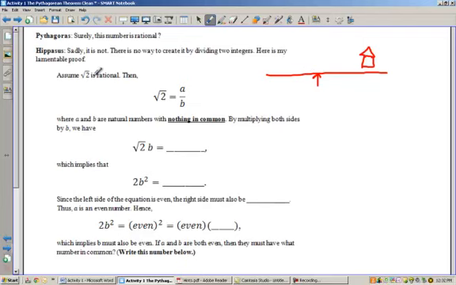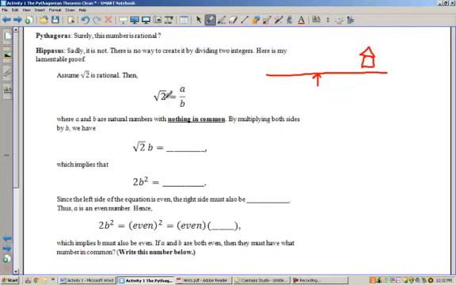So we're going to prove root 2 is irrational. We'll assume the opposite. We'll assume it's rational and see if we don't arrive at some contradiction. So we'll assume root 2 is rational, so we can express root 2 as a over b, where a and b are natural numbers, and they have nothing in common. If they have something in common, we can cancel them off. So you can make the assumption that they have nothing in common.